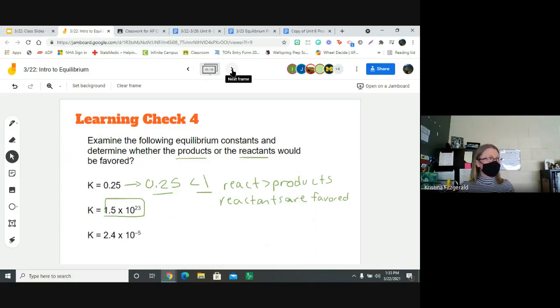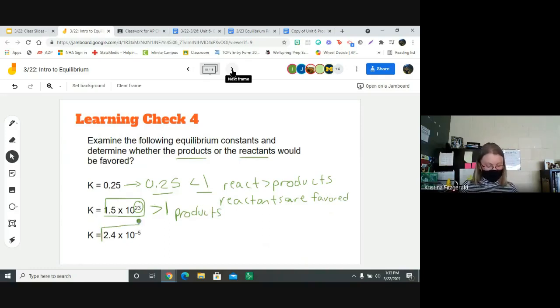Yeah, this is very much, I mean, 23rd power, this is very much greater than 1. So in this case, the top number, the product number, has to be bigger than what we're dividing it by. So here the products will be favored.